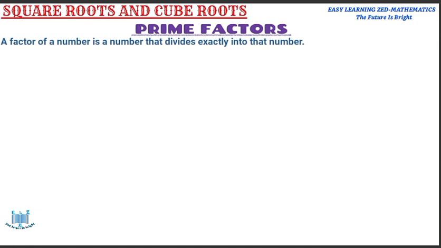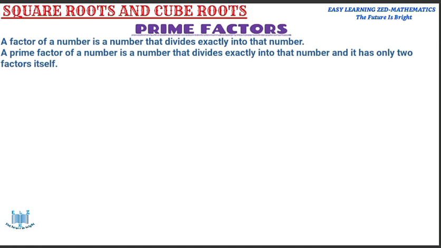Now, what is a prime factor? A prime factor of a number is a number that divides exactly into that number and it has only 2 factors. Now we are looking at types of factors. A prime factor is a number that is a factor of another number, whilst itself it has only 2 factors. Or in other words, a prime factor is a factor which has 2 factors.